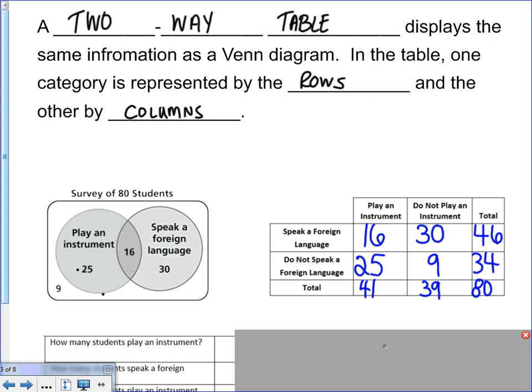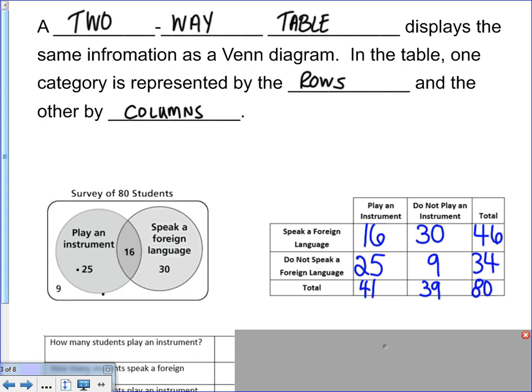But again, the piece that I was trying to get across before is that 16 people speak a foreign language and play an instrument, okay? When we do the people who play an instrument but don't speak another language, we use that number 25. Instead of doing 25 minus 16 and getting 9, that would assume we put them in both. But if we put them in the middle, we won't write them twice. Okay, we don't want to overcount people.